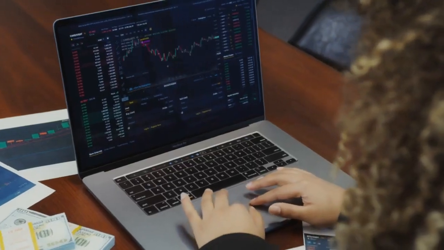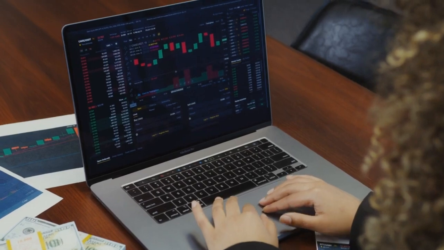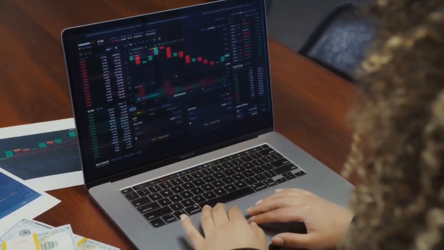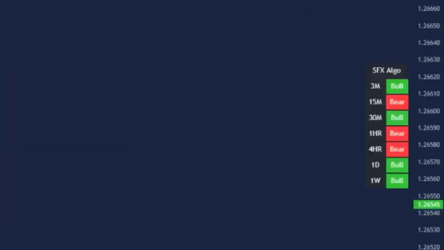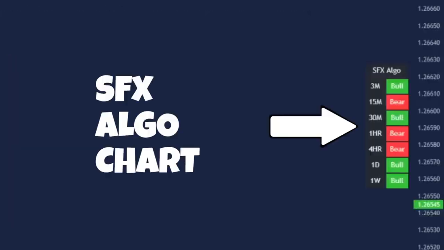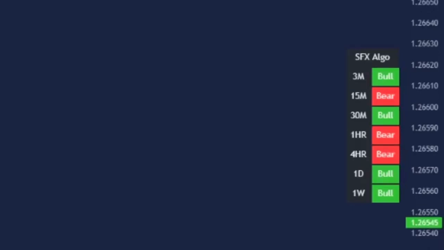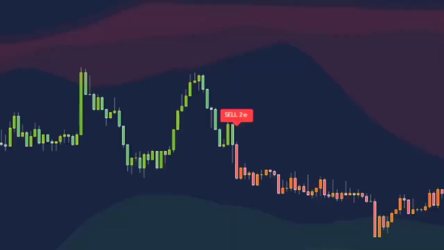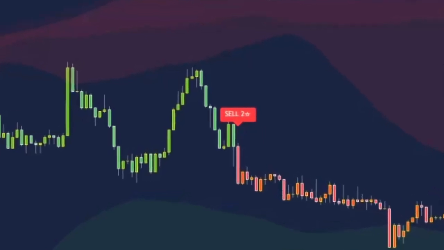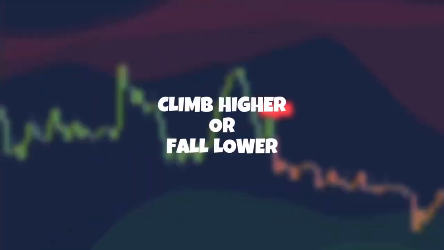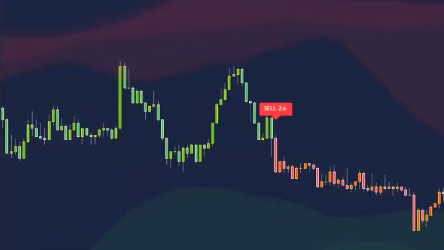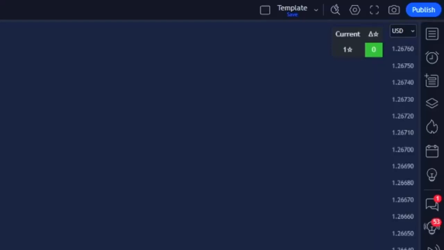Okay, so now that we've got the indicator ready, we now need to know how to take buys and sells. So let's get into it. There are a few powerful add-ons for this indicator. On the right hand side, you can see we have this awesome SFX algo chart showing the trends between the different markets. We will also see a star rating for trending markets. These are rated from 1 star to 5 star and show the probability of how likely it is for price to climb higher or fall lower. We can quickly see this by the box on the top right. It will show the current rating of the market.